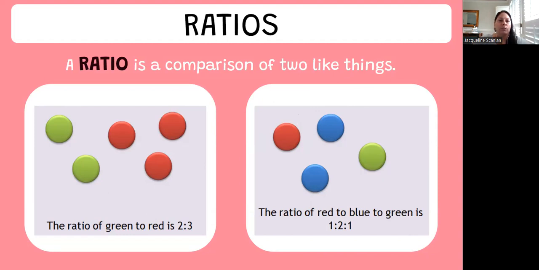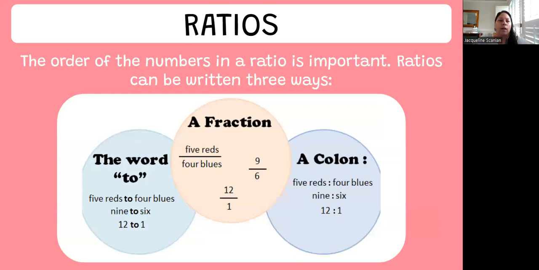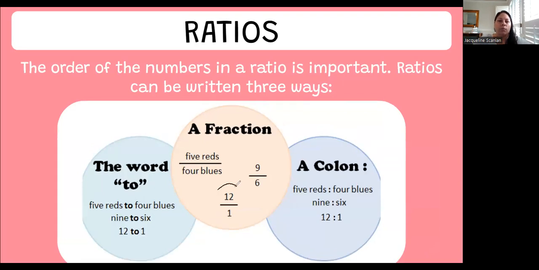Ratios can be written in 3 different ways. We can write a ratio as a fraction, and this is probably the most common form that we will be using when we are working in math classes. Fractions are the easiest for us to work with, to add, subtract, multiply, and divide. However, you can also write a ratio using the word "to". And finally, you can write a ratio with a colon. When you read that out loud, you would read it as 12 to 1. So you're still using the word "to" when you're reading any one of these ratios.